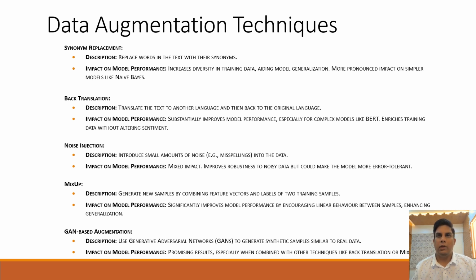Moving on to mix-up, an integrating technique that generates new training samples by making a linear combination of the feature vectors and labels of two randomly chosen training samples. Mix-up significantly improves model performance by encouraging the model to behave linearly in between training samples, enhancing the model's generalization ability.